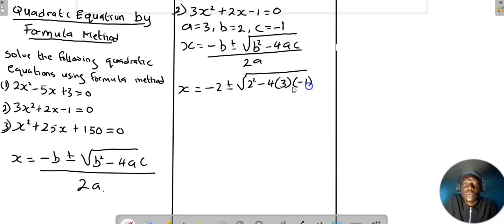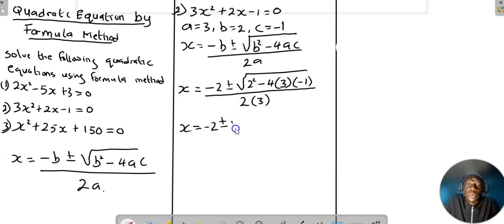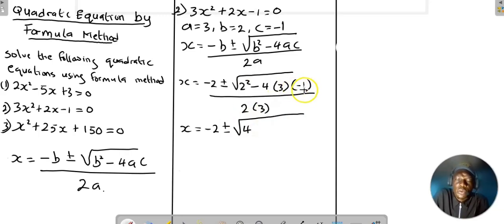Minus 1. Close the bracket, all over 2 times our a, which is 3. Close bracket. So our x is equal to minus 2 plus or minus the square root of 2 squared, which is 4. 3 times minus 1 will give us minus 3. Minus 3 times minus 4 will give us 12. So that's 4 plus 12, all over 2 times 3, which will give us 6.